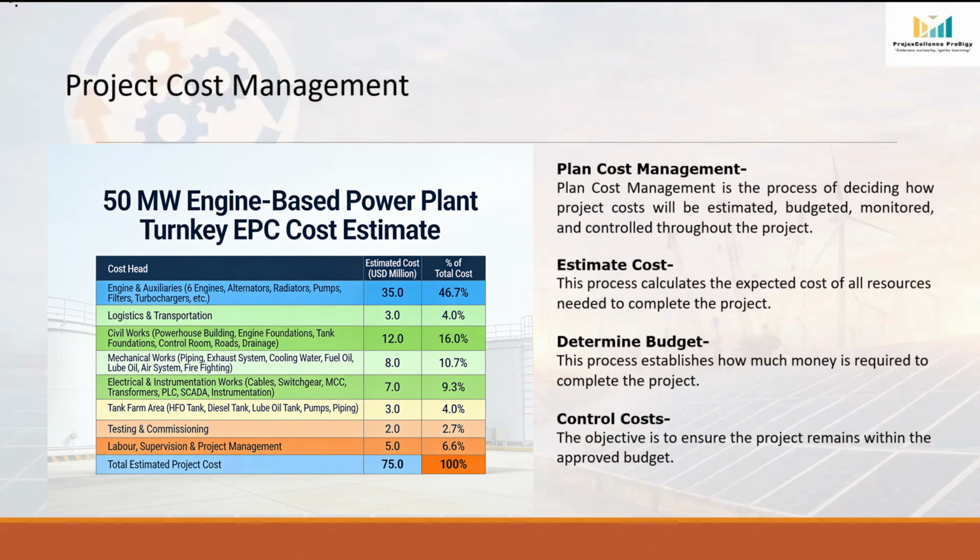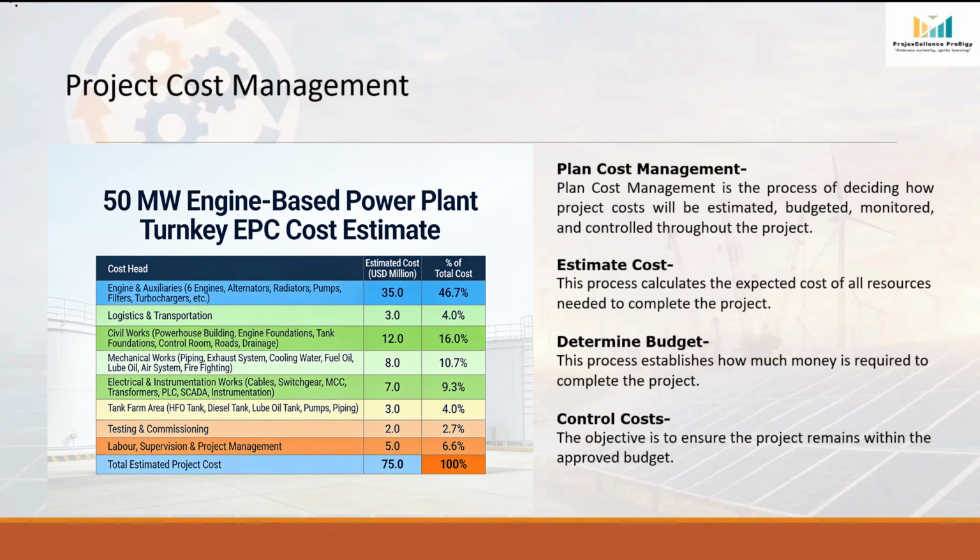Let's estimate the turnkey EPC cost for our 50 megawatt engine based power plant. So here we can see the first activity, engine and auxiliaries. We are planning to install 6 engines and related auxiliaries like alternators, radiators, pumps, filters, turbocharger, pipelines, everything. So the estimated cost for this equipment is 35 million USD.